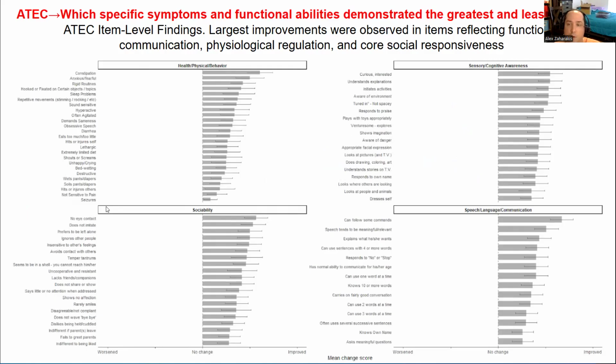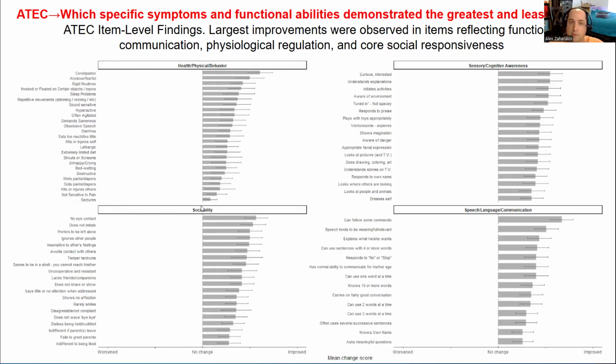So the same type of data, but basically looking at it from the ATEC perspective now. Here we're looking at which specific symptoms and functional abilities demonstrated the greatest and least change, not necessarily the prevalence like we were doing on the last graphic. So we have the different sections of the ATEC separated out here. We have the metric sorted by its improvement. The fact that it's to the right side of this horizontal means that they're all having some level of improvement. And then the bar here is representing the 95% confidence for each one of these metrics.